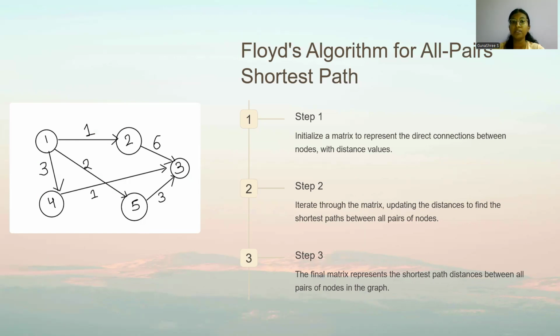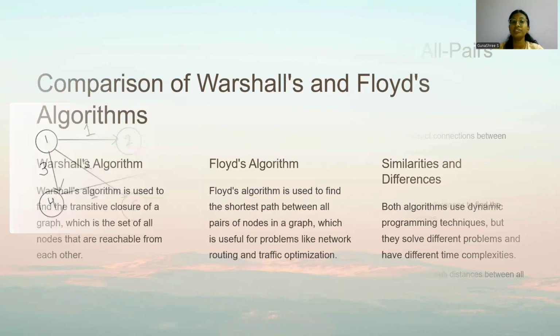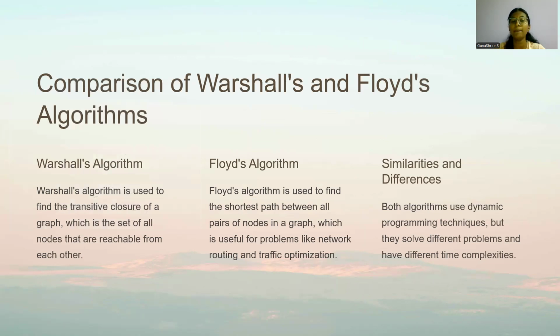So what is the difference between Warshall's and Floyd's algorithms, or the comparison between these two algorithms? Warshall's algorithm is basically used to find the transitive closure of a graph, which is a set of all the nodes that are reachable from each other. Floyd's algorithm is used to find the shortest path between all the pairs of nodes in a graph, which is useful for problems like network routing and traffic optimization. What are the similarities and differences between these two algorithms? Both algorithms are dynamic programming techniques, but they solve different problems and have different time complexities.